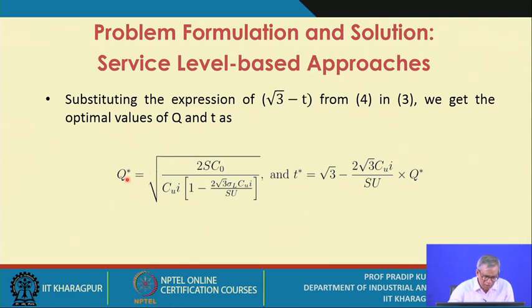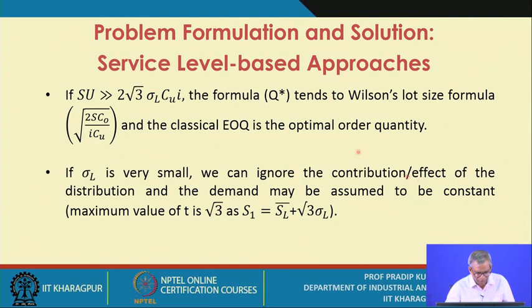That means Q star, the optimal value of the order quantity, we have used this notation, root over twice S C0 by ICU into this expression, and this expression is 1 minus 2 root 3 sigma L Cu into I by S into U. And the optimal value of T, denoted as T star, equals root 3 minus 2 root 3 Cu I by S into U into Q star. Is it okay? So you can derive this expression.